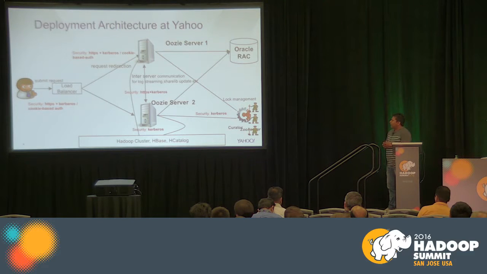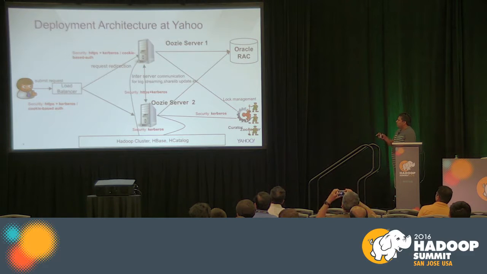Now let's see how the security piece works in that. When a user talks to one of the Oozie servers, it goes through the load balancer. In that case, they use HTTPS plus Kerberos authentication. When Oozie talks to other components, like when it talks to itself or the Hadoop cluster, HBase, Zookeeper, it uses Kerberos authentication.